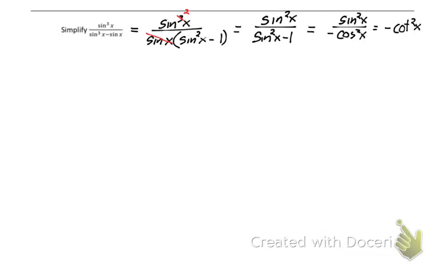Oh, wait, what did I do? Tangent is, yeah, tangent. I said it, and then I said the wrong thing. I confused myself by talking myself through it. Yeah, it should be negative tangent squared x.